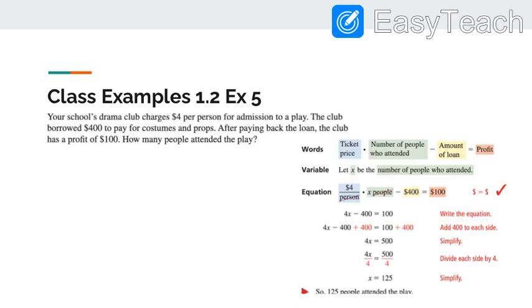Okay? As we start to put this all together, we get 4x minus 400 equals 100, because we've converted it from a word problem down to a numerical equation. At this point, we're going to add the 400 to combine like terms, so we get all the numbers on one side and the variables on the other. So we have 4x equals 500. 4 times x, let's divide by 4 to get rid of that 4 times. So we have x on the left side, and on the right side we have 125 people attended the play.